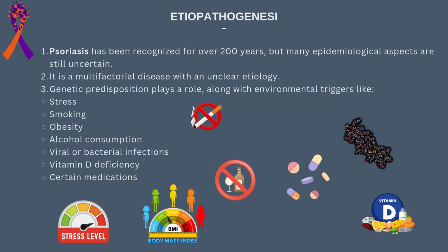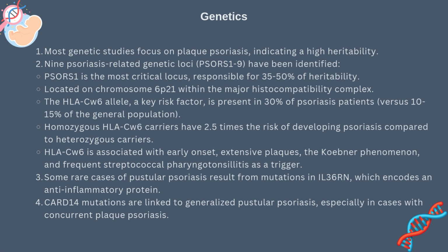Etiopathogenesis: Psoriasis has been recognized for over 200 years, but many epidemiological aspects are still uncertain. It is a multifactorial disease with an unclear etiology. Genetic predisposition plays a role, along with environmental triggers like stress, smoking, obesity, alcohol consumption, viral or bacterial infections, vitamin D deficiency, and certain medications. Genetics: Most genetic studies focus on plaque psoriasis, indicating a high heritability.